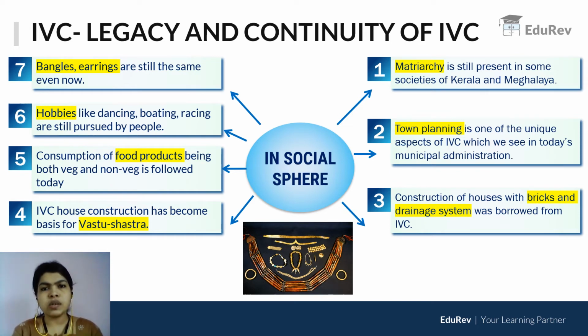Consumption of food products, whether you're vegetarian or non-vegetarian, is still being followed today. Now, these are some of the traits which show the similarity. Understand that crucial link. It shows that there is a similarity between the IVC and the present day world, that there is a fine thread connecting IVC and the present day world. Hobbies like dancing, boating and racing are still being pursued by people today. Bangles and earrings still have the same structure. So in the social sphere, we do have common features.